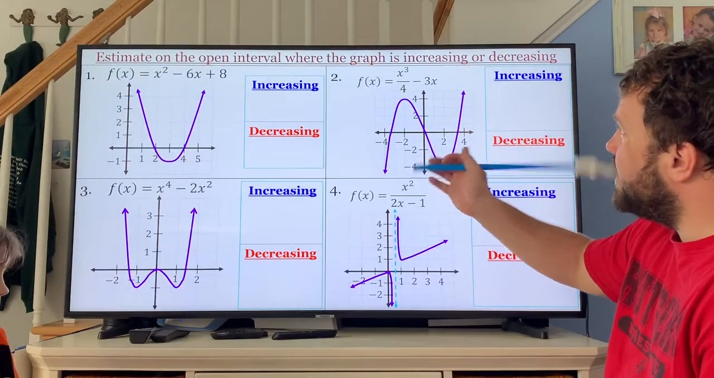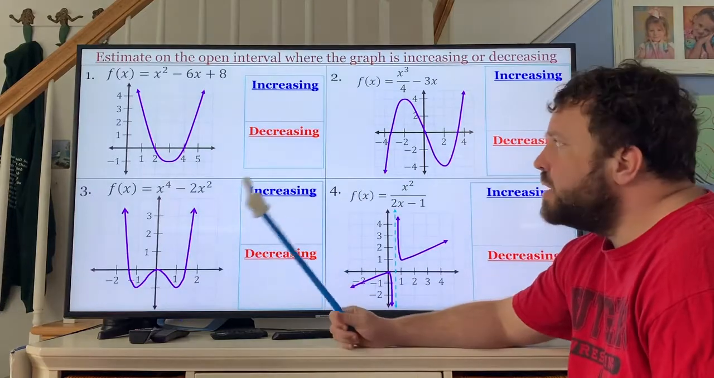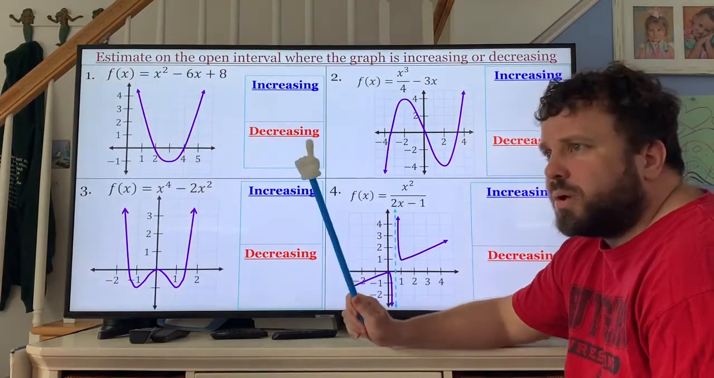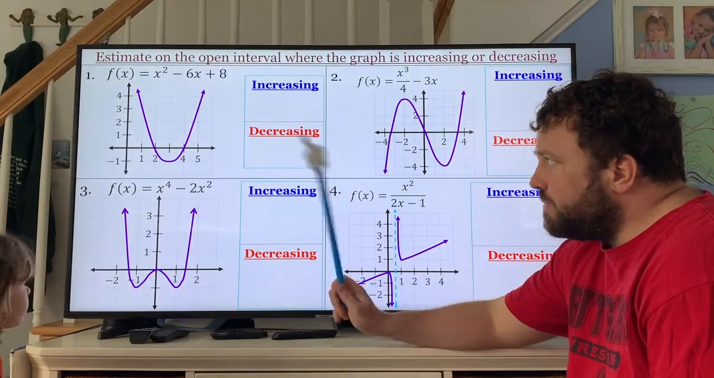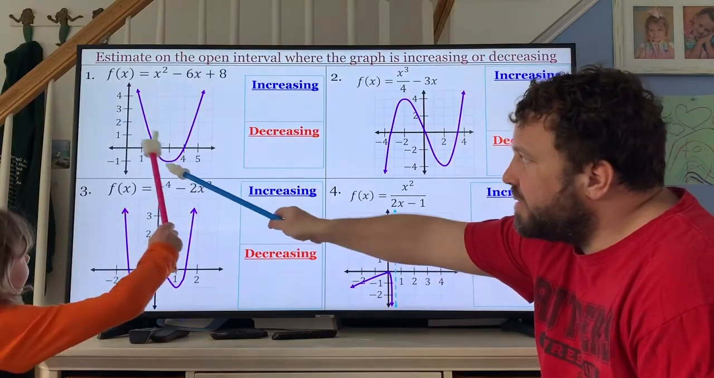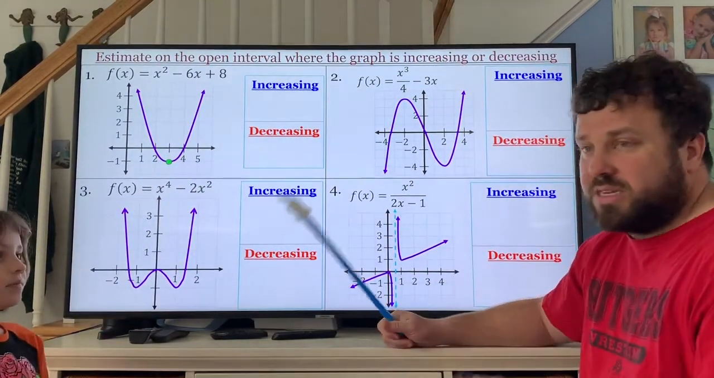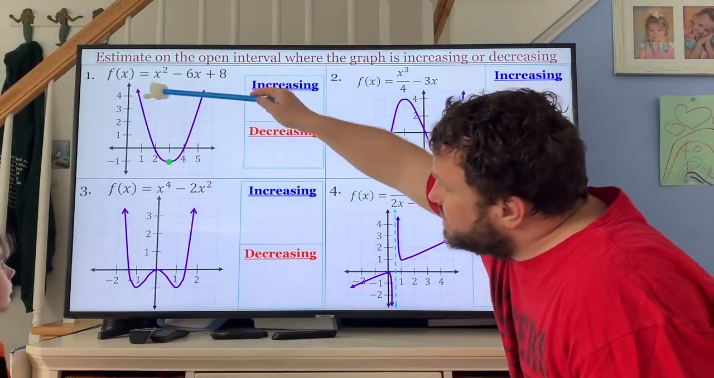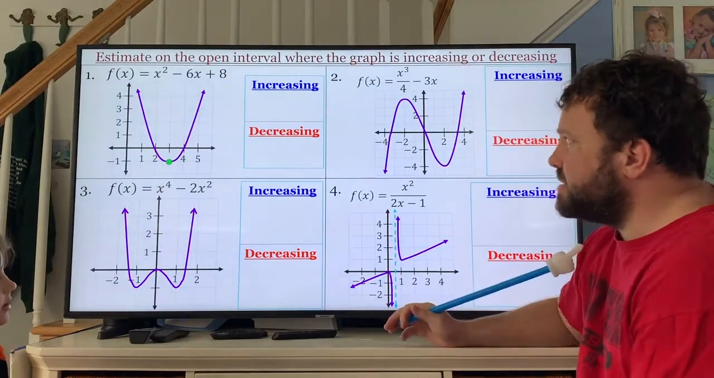So estimate the interval in which the graph is increasing or decreasing. So first thing, number 1, we'll do this together. First off, there is always a point where the graph goes from increasing to decreasing. Can you point it on the graph? Where does it go from going down to going up? Right there. All right? That point right there, that's the point where the slope is 0. And you can see right here, it is going which way? Down. So it decreases, and then it increases.